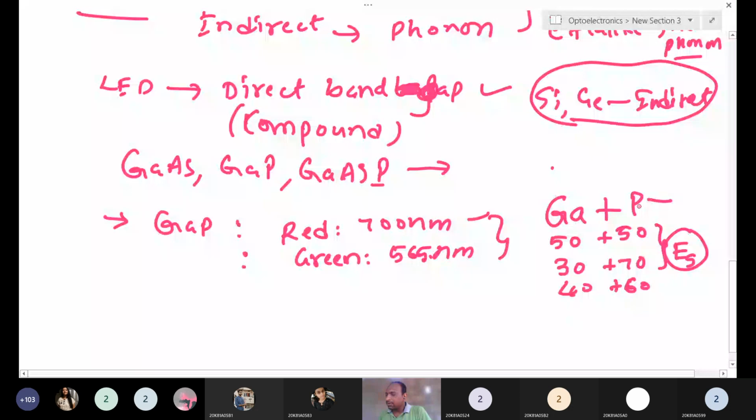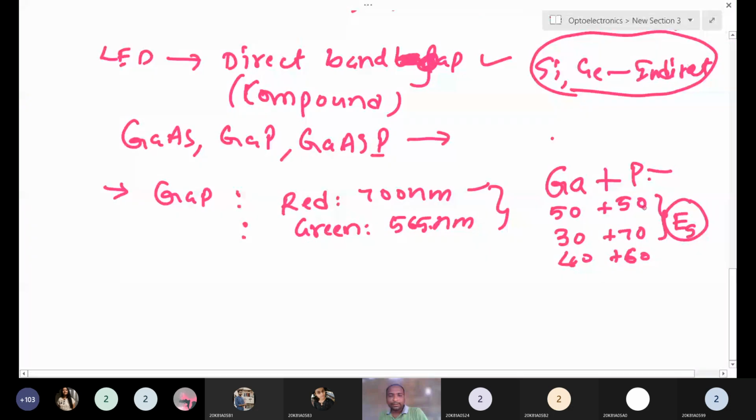And gallium arsenide phosphide: using this, you will get yellow and red. Yellow is about 585 nanometers.